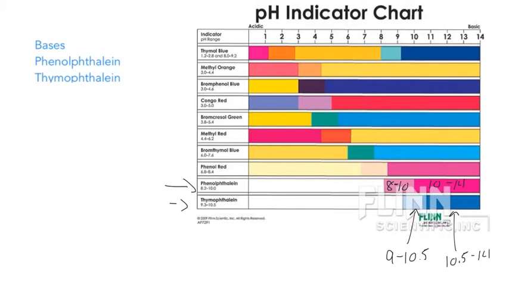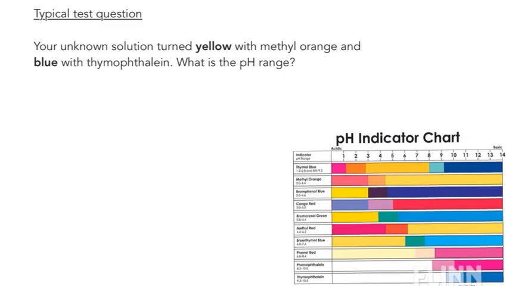Now, what we're going to do is actually look at a typical test question where we'll have an indicator chart, we'll have unknown solutions changing colors, and how we would determine what our unknown solution is. So here we go. Your unknown solution turned yellow with methyl orange and blue with thymolphthalein. What is the pH range? So what you're really looking for in this case is where the colors overlap. Because where the colors overlap is your pH range.